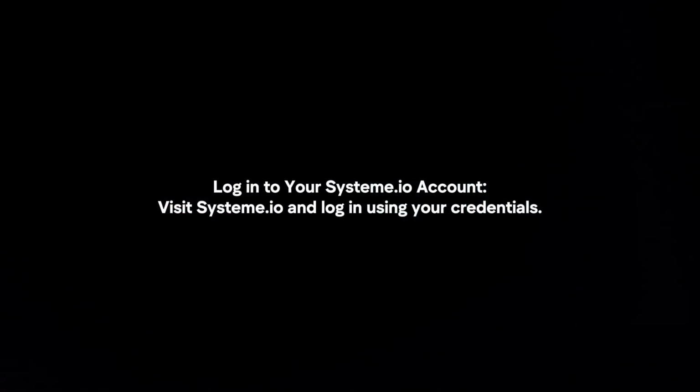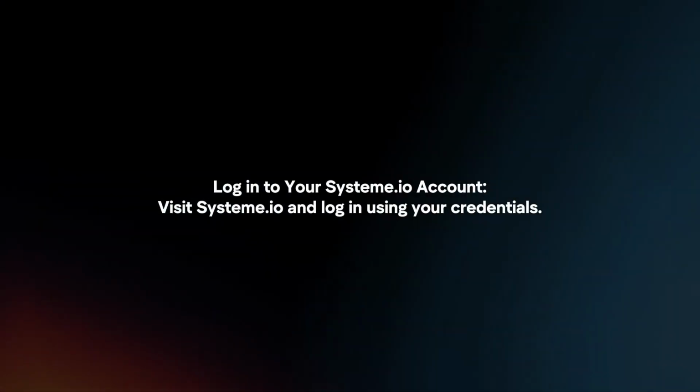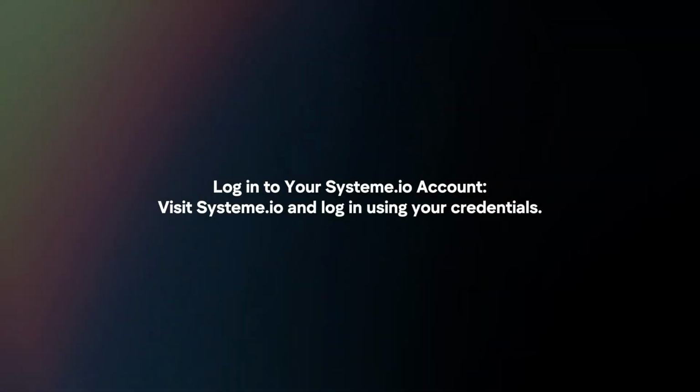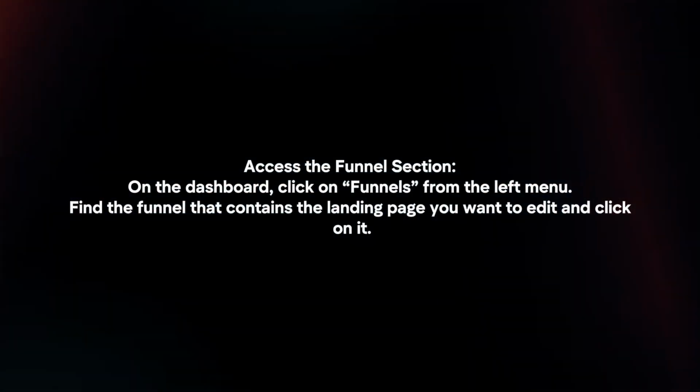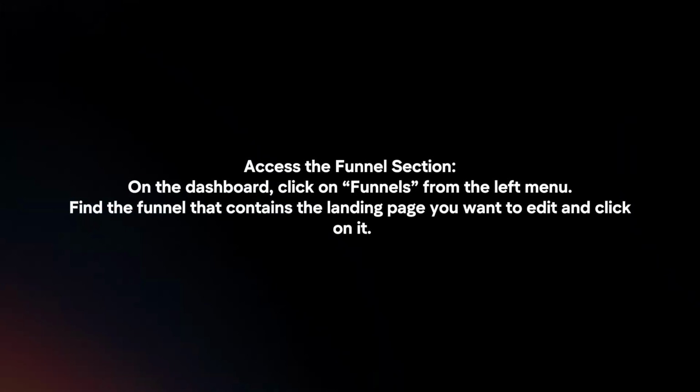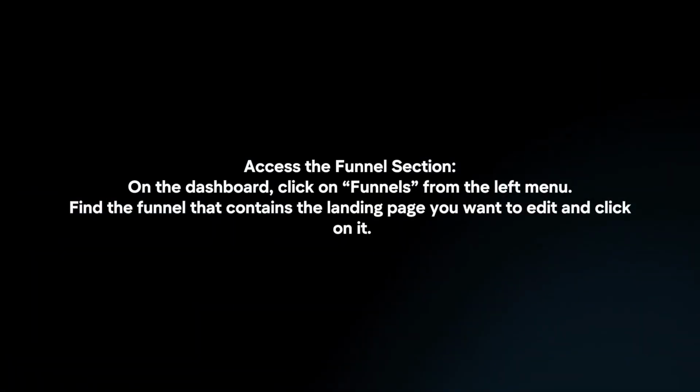Log into your System.io account. Visit System.io and log in using your credentials. Access the Funnel section. On the dashboard, click on Funnels from the left menu. Find the funnel that contains the landing page you want to edit and click on it.